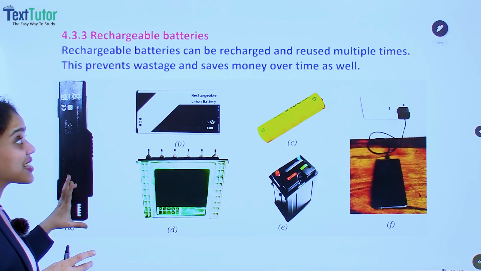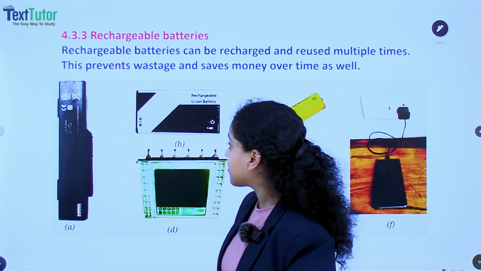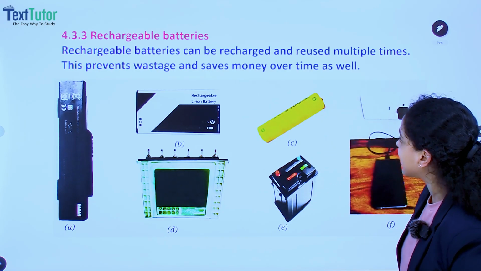This prevents wastage of energy, prevents wastage and saves money over time.